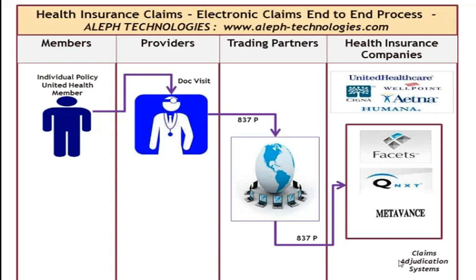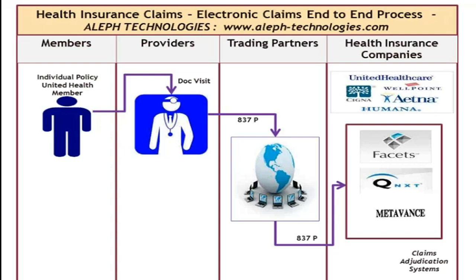What's the difference? Facets and QNXT obviously are very popular systems. These are TriZetto products. TriZetto proprietary products here. So again, any logos and any information that is being used is proprietary to their systems right here. As you can see, these are all the claim systems. In this scenario, I send this 837P into one of these systems.